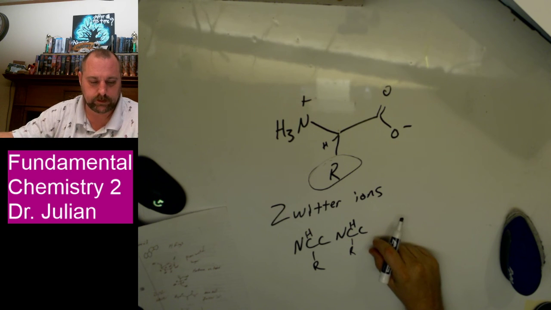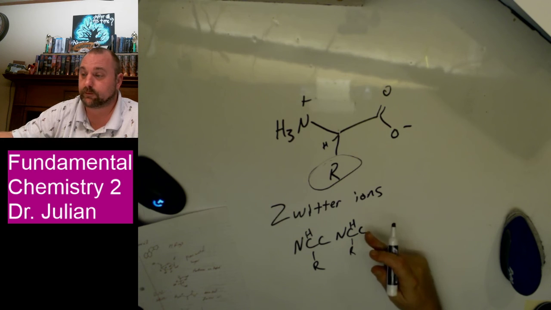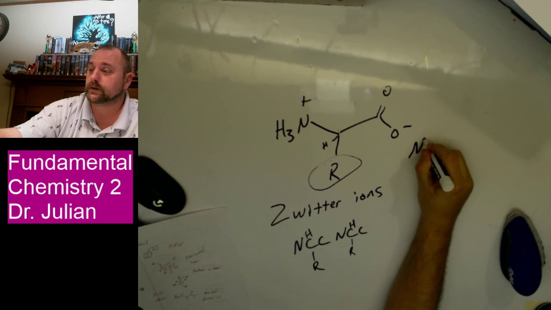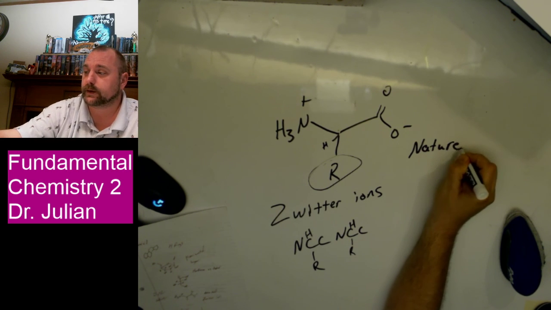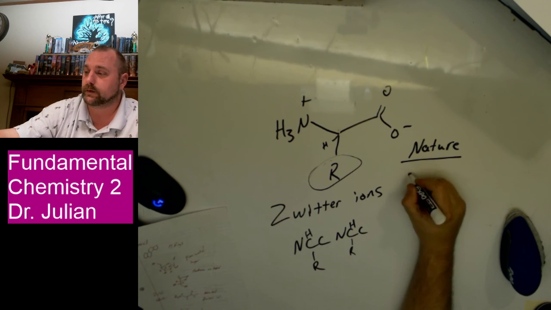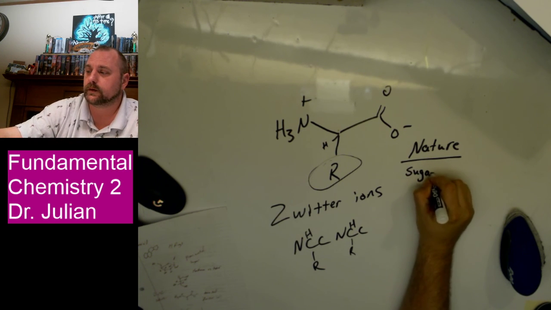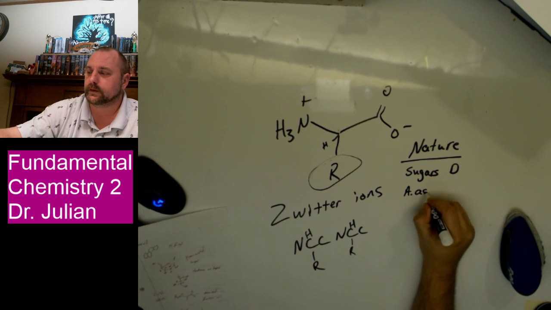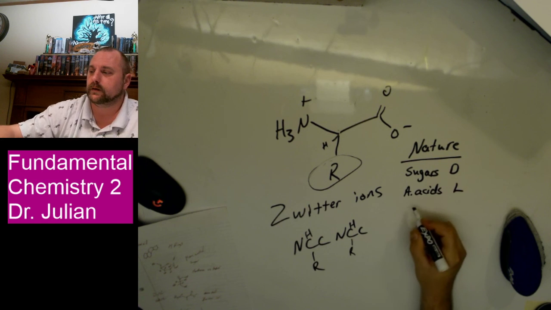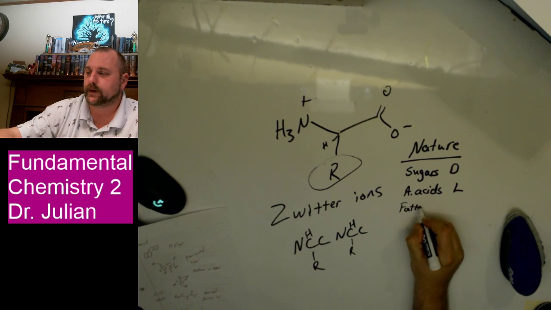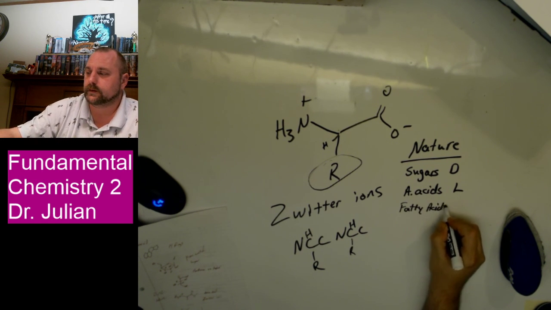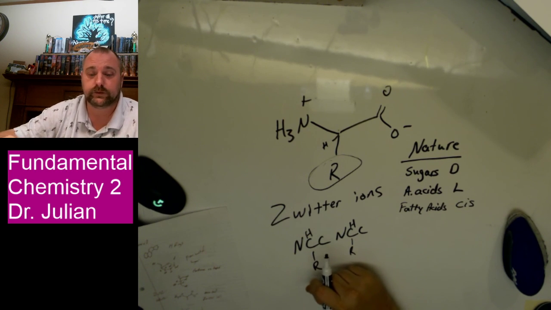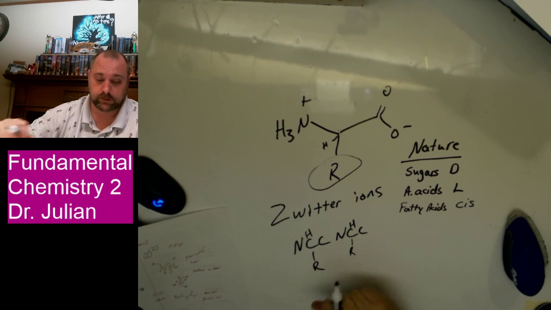Let's see. D versus L on these as well, if we do them in Fischer. So in nature, here are the things that we need to memorize. Sugars are going to be D. Amino acids will be L. And fatty acids that are unsaturated will be cis. And so those are three trends we want to make sure we memorize.